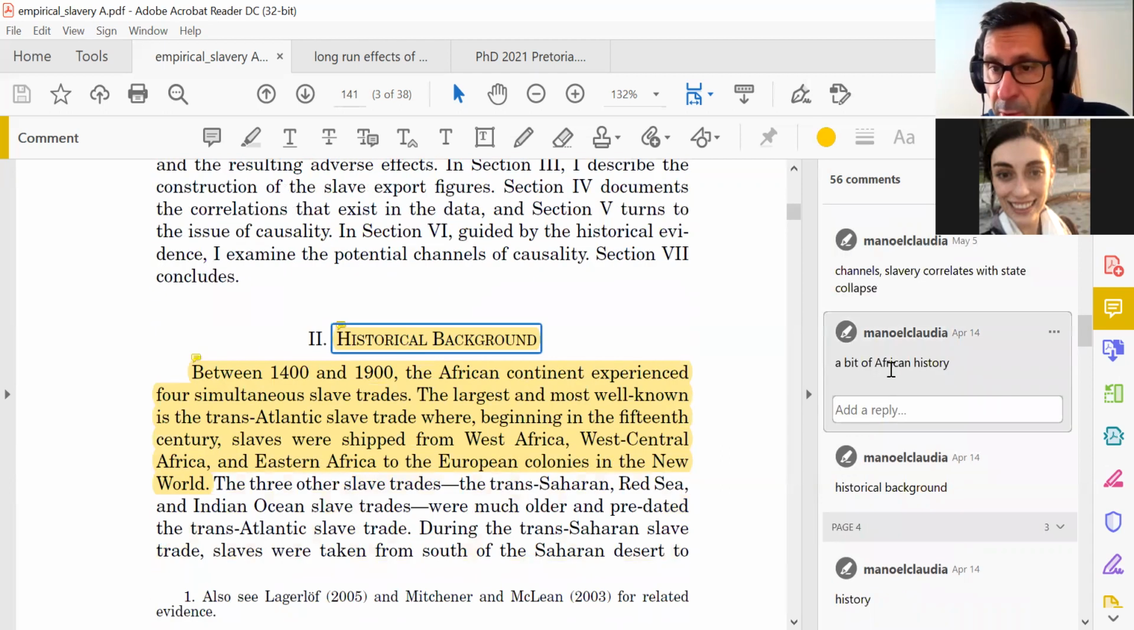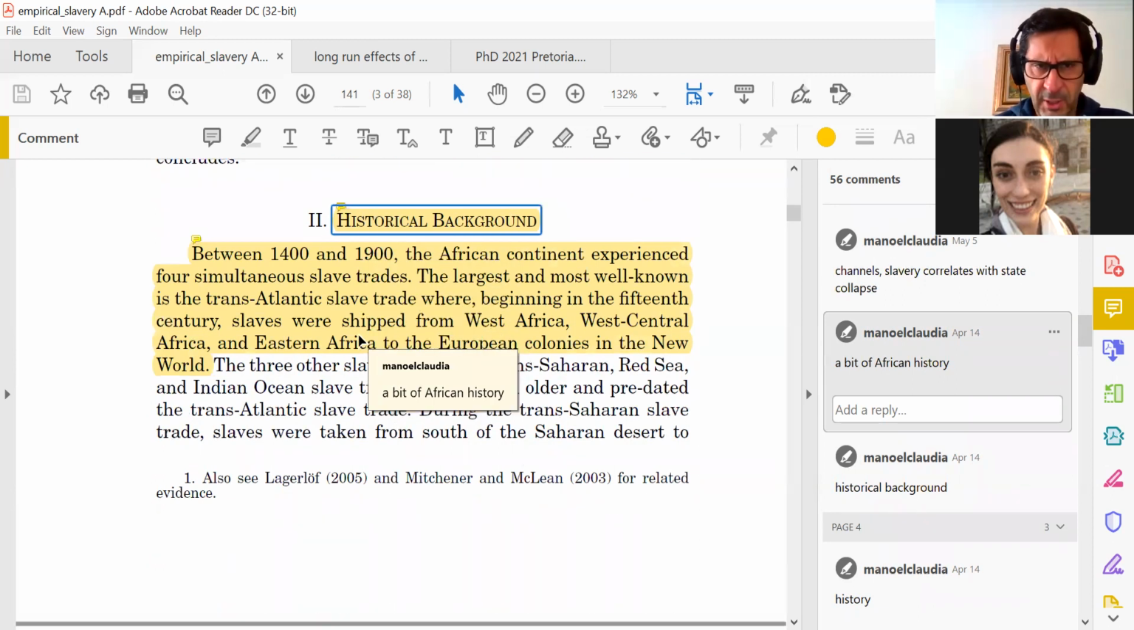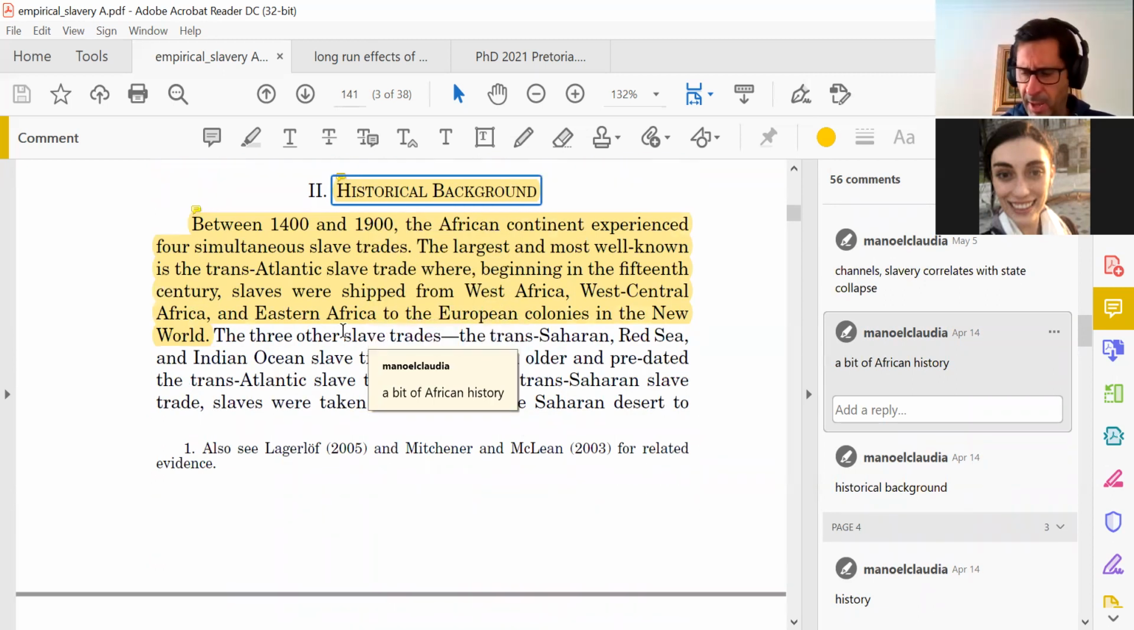Historical background, a bit of African history, folks. Usually I don't cover historical background, because once, when I was teaching these papers on African development at my previous institution, which is located in Braamfontein, Johannesburg, the students said to me that they didn't need me to tell them about their own history.